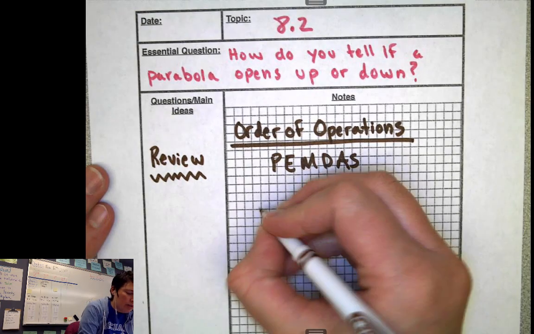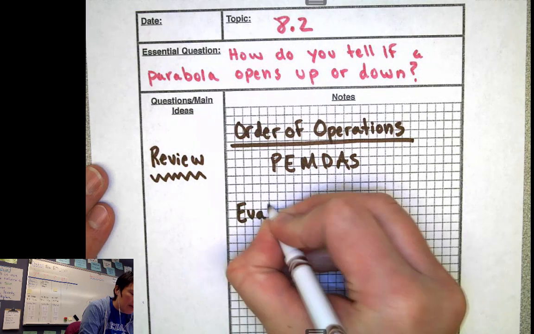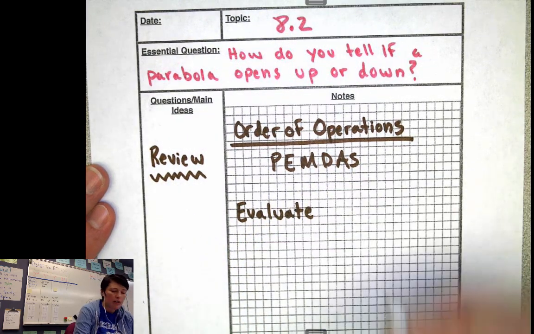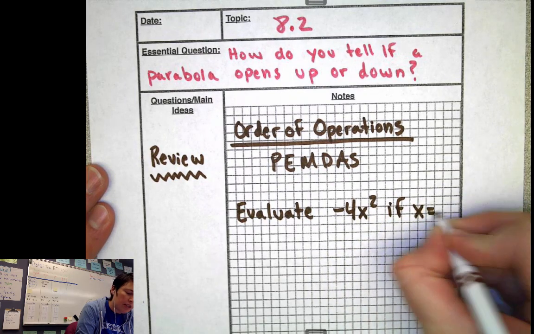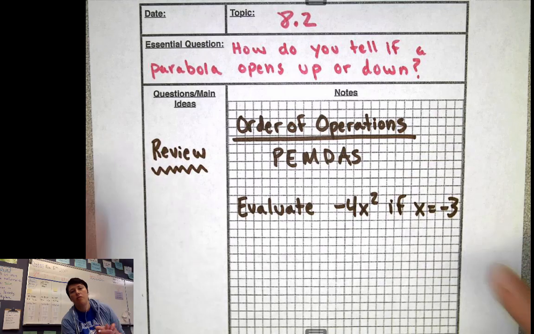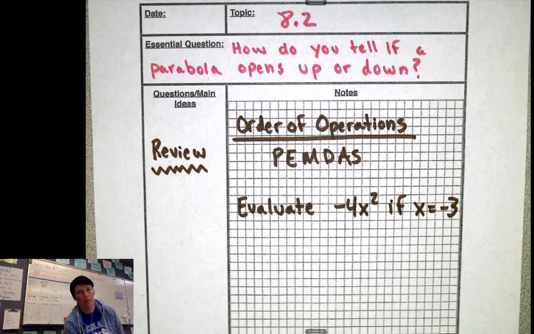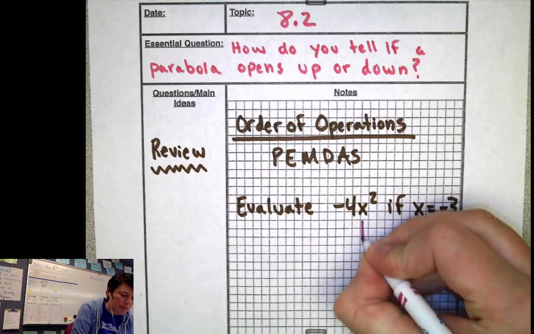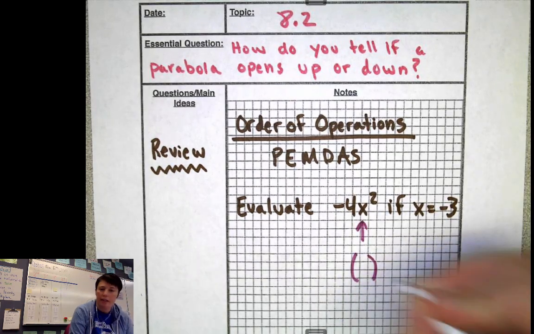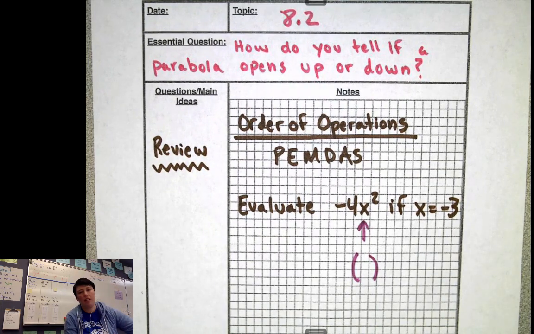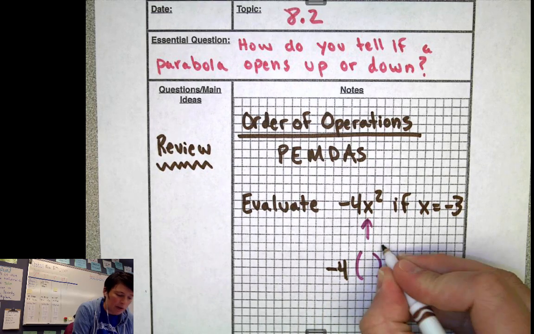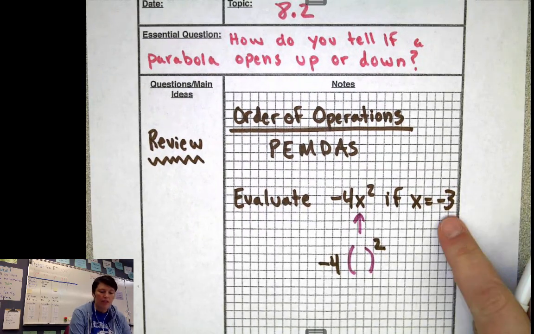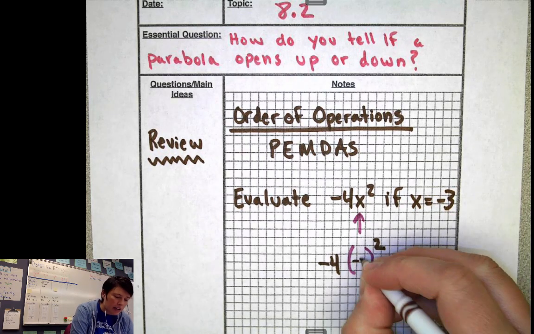So here is a quick review. If I told you to evaluate, let's evaluate negative 4x squared if x equals negative 3. Order of operations is going to be kind of crucial in a problem like this. The reason is because you're going to replace the x with a blank, but you're still going to have everything on the outside. So if it's negative 4x squared, it's going to be negative 4 blank squared. And inside that blank, we're evaluating negative 3. So we're going to be putting a negative 3.